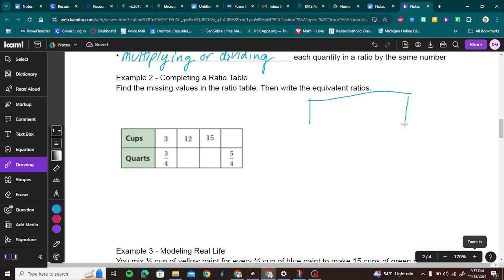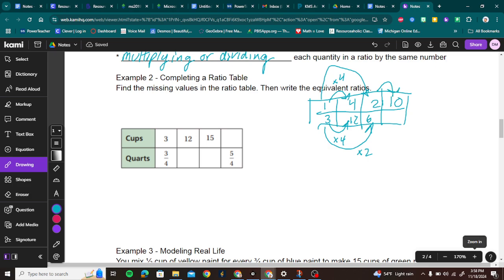So last year, you would have had a table that looked like this. You would have had 1, 3, then put 4 there. Let's put a 6 here, and let's go ahead and put a 10 there. So we would have gone 1 times what gives us 4? Well, that's 4. So then we multiply 3 times 4 to get 12. Then likewise, 3 times what gives us 6? That's 2. So 1 times 2 is 2. And then you could go 2 times what gives you 10? Well, that's 5. So you're going to multiply this by 5.